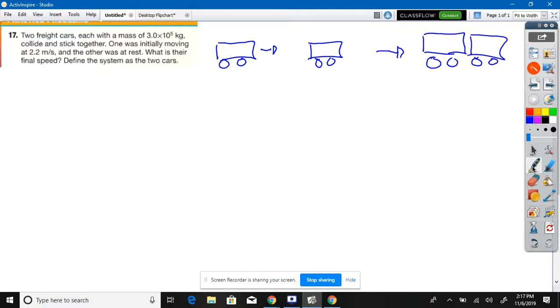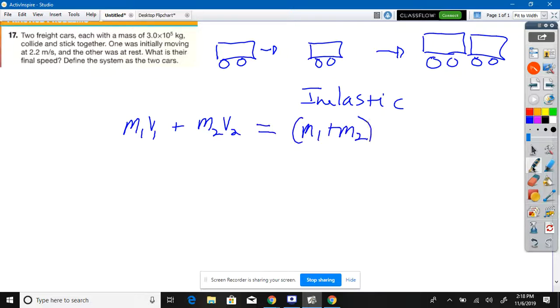Since this is inelastic, what is our equation we're going to use? Good. The mass of 1, mass of 2, initial velocity of 2, equals combining the masses together, and they both have the same final velocity in an inelastic collision. Both of these have the same masses, 3 times 10 to the fifth. So it's 2 times 3 times 10 to the fifth. This one's moving at 2.2. This one's 0. We don't know the final velocity.